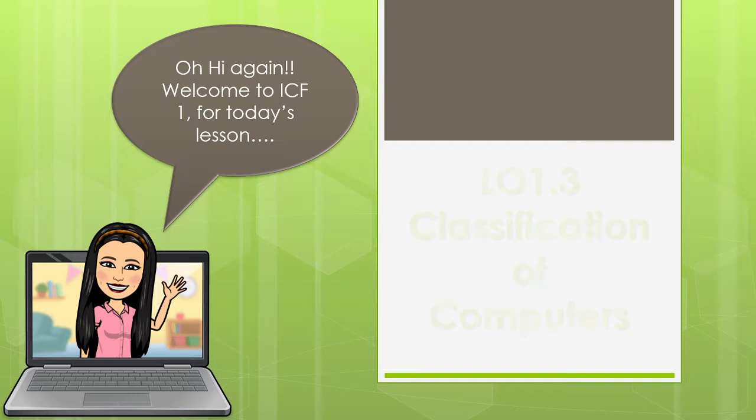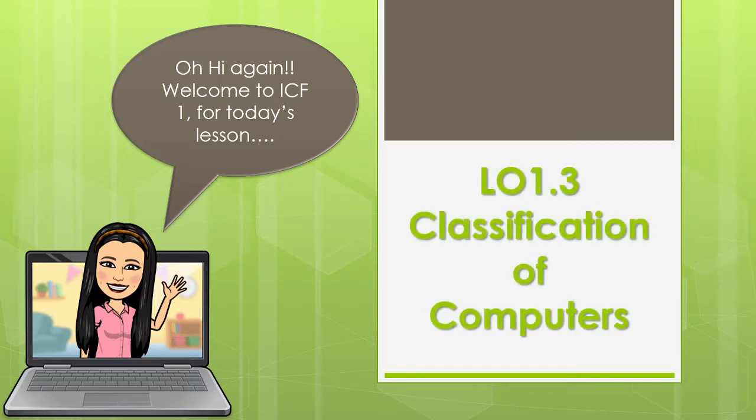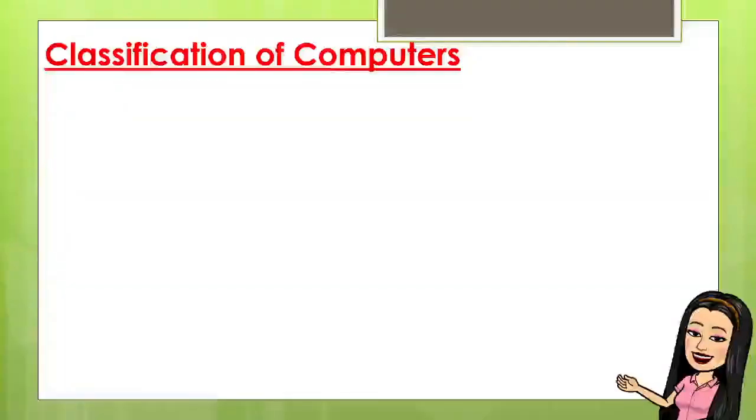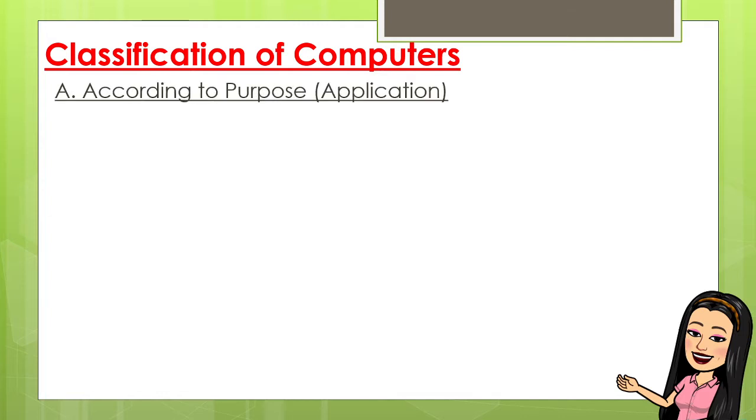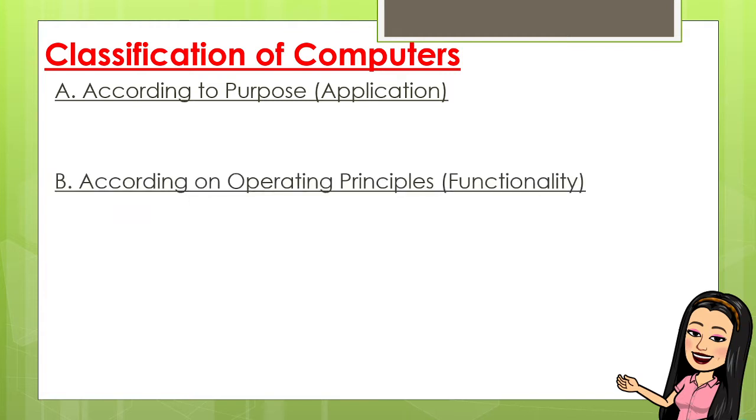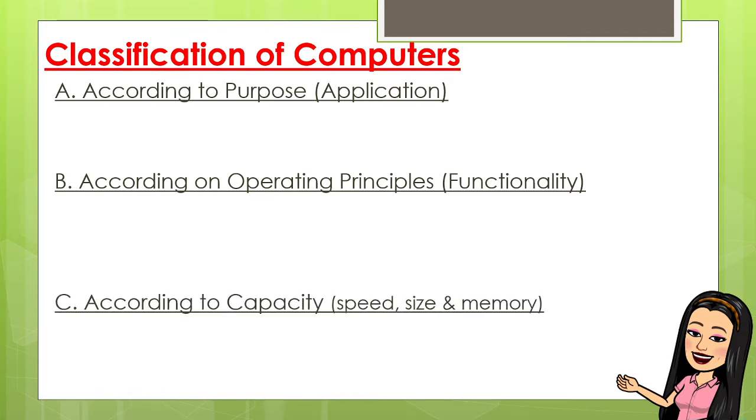For today's lesson, we will discuss LO 1.3 with the title Classification of Computers. Class, computer systems can be classified or categorized in many ways. Some common classifications of computers are given below. The first one is according to purpose or application. B, according to operating principles or functionality. And then C, according to capacity regarding speed, size, and memory.